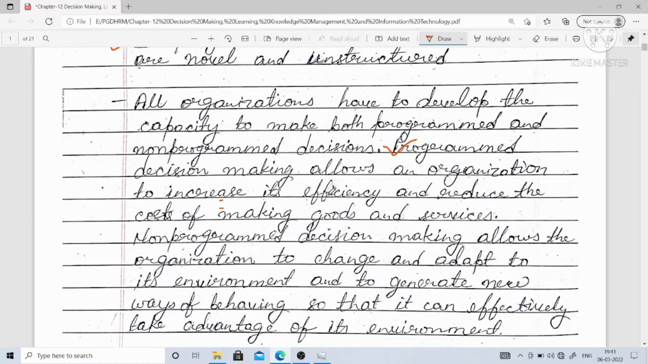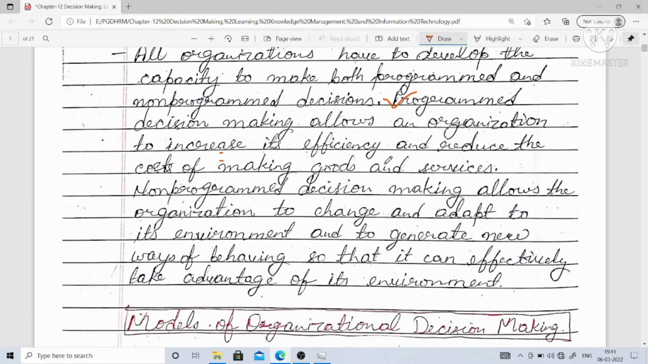So that's what I was explaining. Programmed decision making allows an organization to increase its efficiency and reduce the cost of making goods and services. That is the importance of programmed decision making.